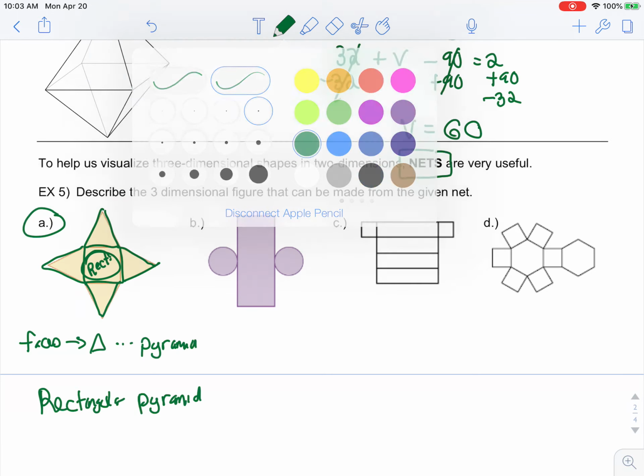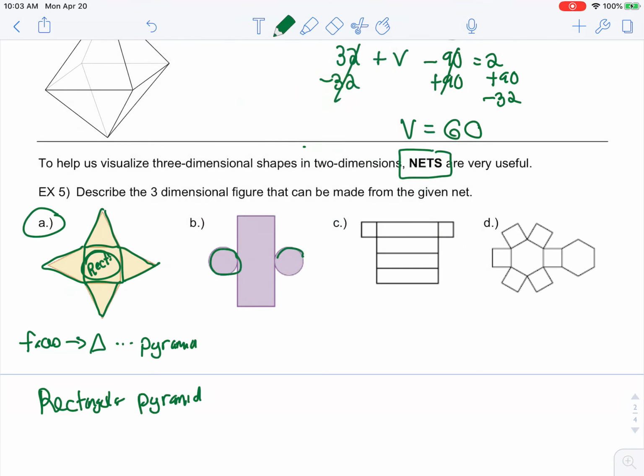The next one you'll notice has circles. Well, anytime we have a circle, this is either going to be a cone or a cylinder. If we have two parallel and congruent circles, then we know that this is going to be a cylinder. But I also want you to notice what shape it is that connects those together. You'll notice that in a cylinder, because we'll get to this later, the surface that connects the two circles is actually a rectangle.